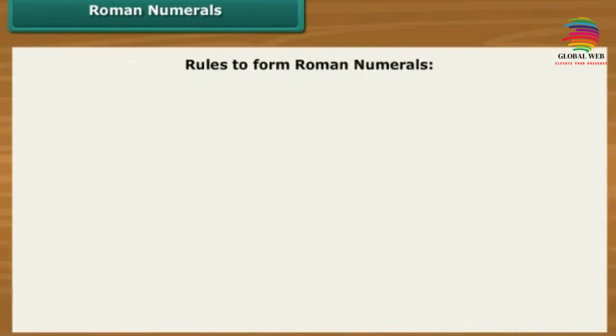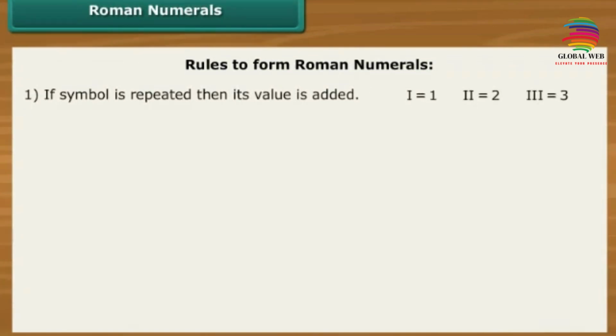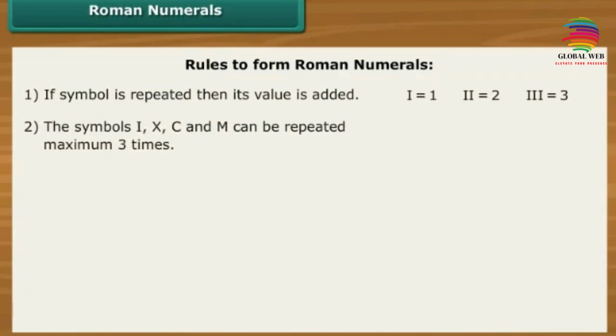There are certain rules to form Roman numerals. They are: 1. If a symbol is repeated, then its value is added. 2. The symbols I, X, C and M can be repeated a maximum of 3 times. 3. The symbols V, L and D can never be repeated.